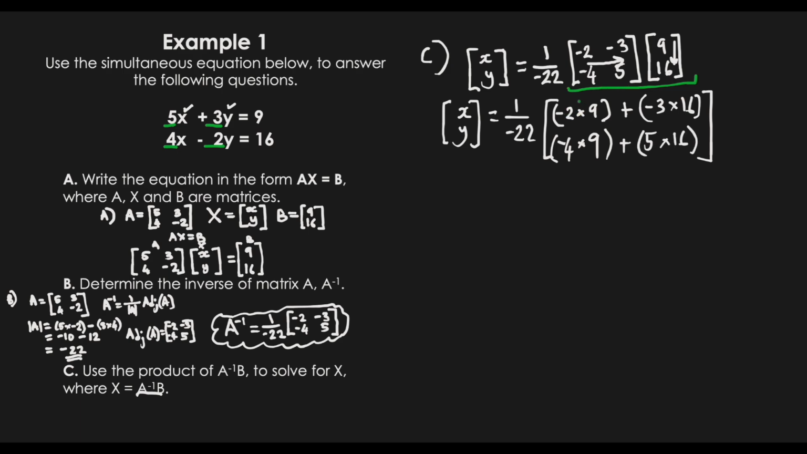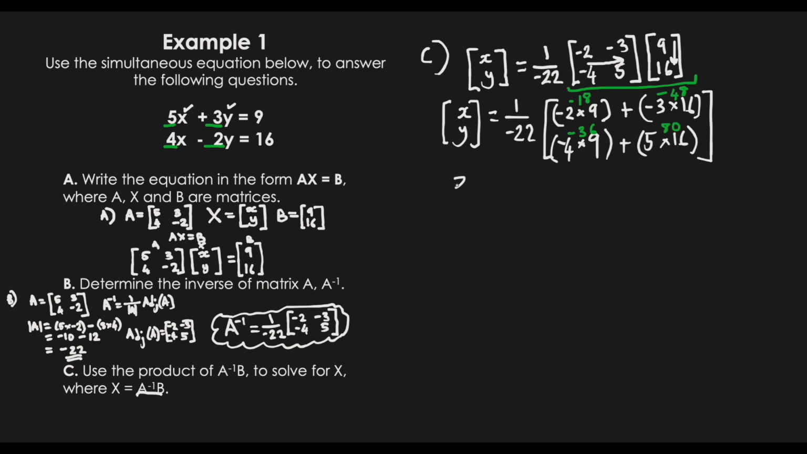So -2 times 9 is -18 plus -3 times 16. -3 times 16 would give us a -48. -4 times 9 would give us, since a negative times a positive is a negative, we'll get -36. And here, 5 times 16 should give us 80.